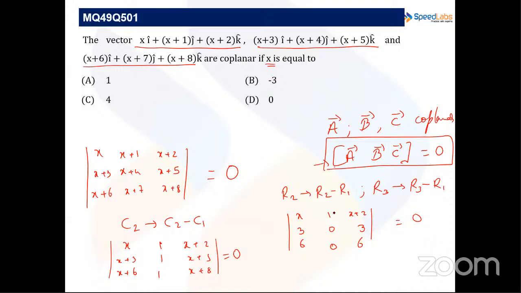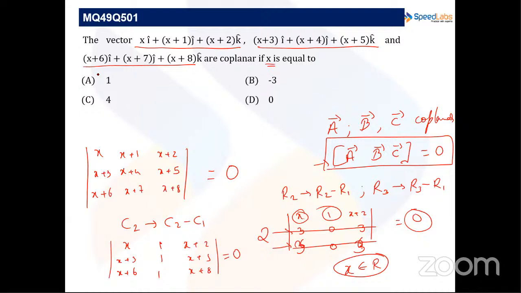And on solving along this, we will be getting 3 into 6. Opening this determinant, or we can see that if you take 2 common, then this will be 3, 0, 3, and these two rows are the same, so the determinant value will be 0 irrespective of the value of x. So x belongs to any real number, so all the options, a, b, c and d, are correct.